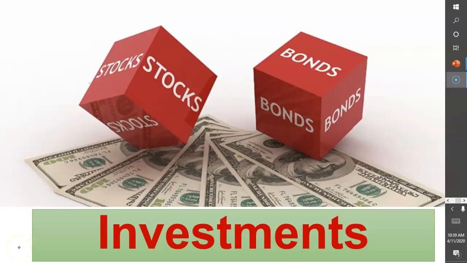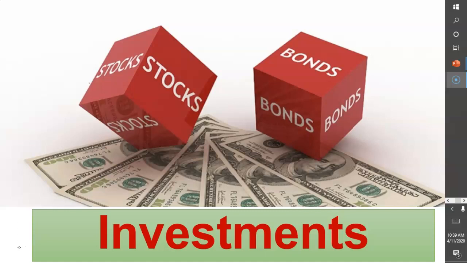In this video, we'll look at stocks and bonds as forms of investments. Okay. We've looked at annuity. Annuity is a kind of investment in the sense that you're saving money for the future. So stocks and bonds are also forms of investment.